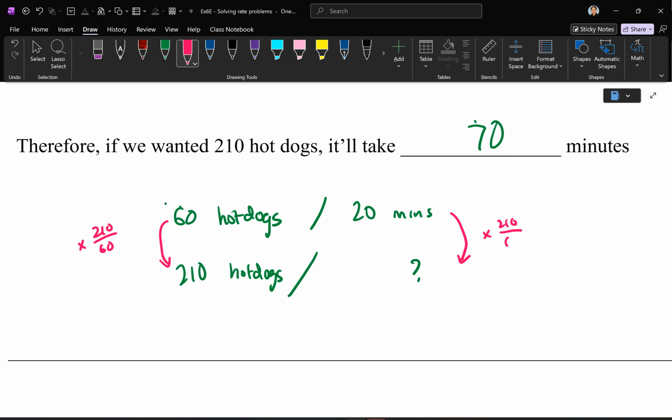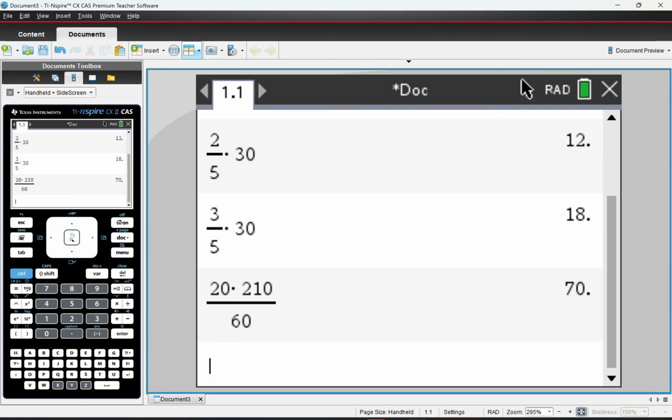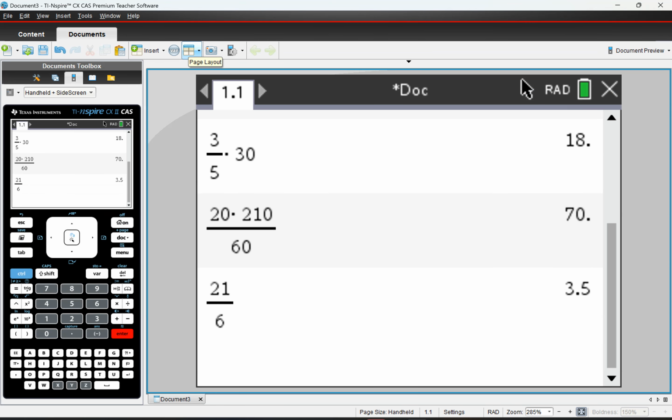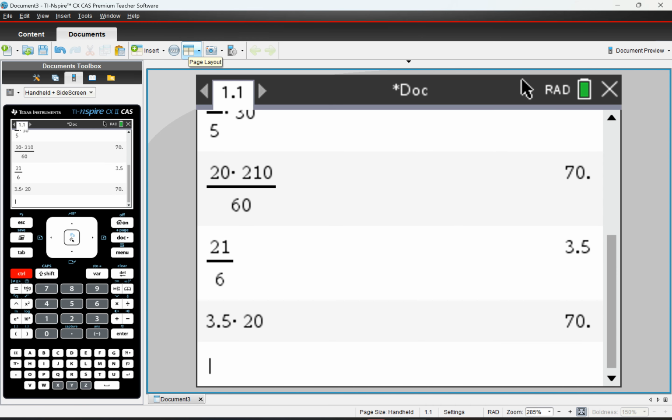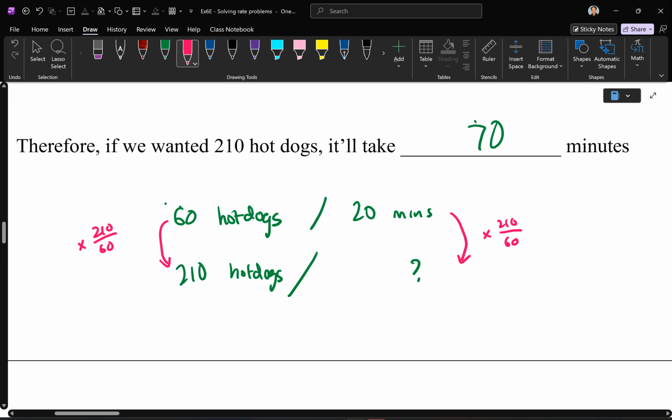3.2, 3.5. Good. So you can change it to decimal. So we can do 21 divided by 6, 3.5, times it to 20, and you still get your answer. Okay, so if it helps, if you don't like the fractions, change it to decimals, but you need a method to be able to figure out 70 minutes.